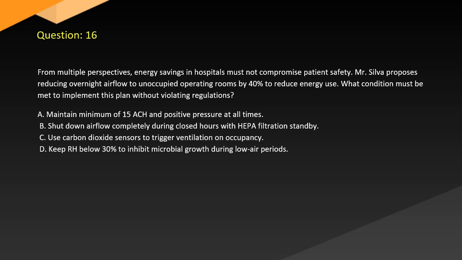A. Maintain minimum of 15 air changes per hour and positive pressure at all times. B. Shut down airflow completely during closed hours with HEPA filtration standby. C. Use carbon dioxide sensors to trigger ventilation on occupancy. D. Keep RH below 30% to inhibit microbial growth during low air periods.